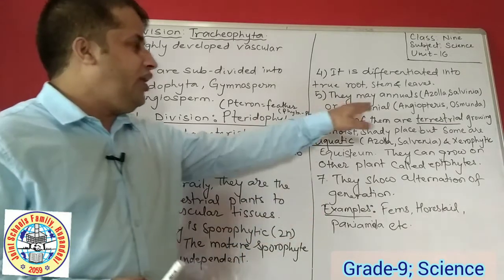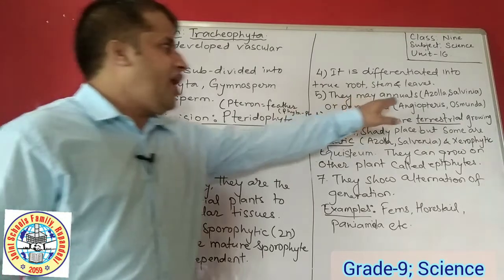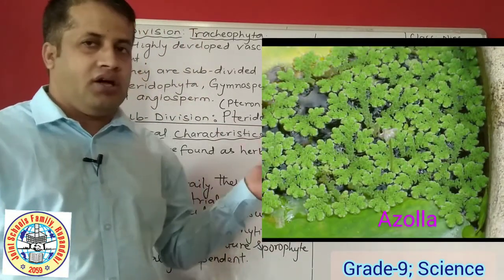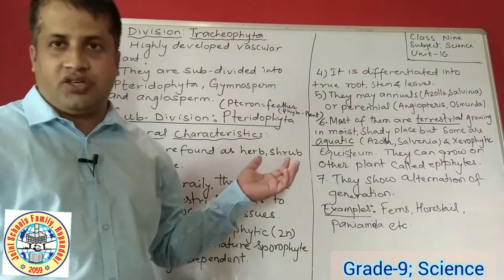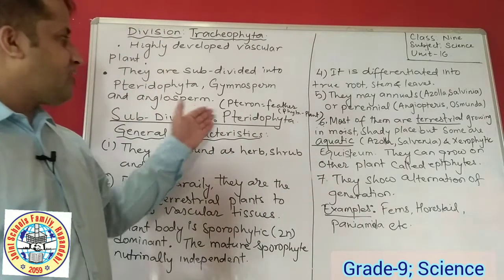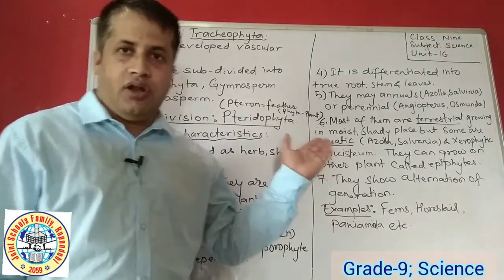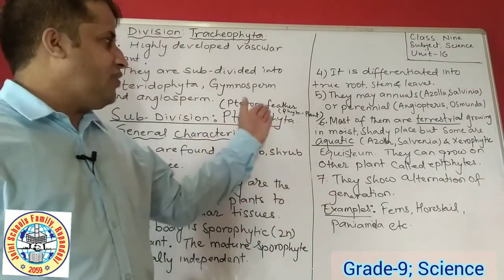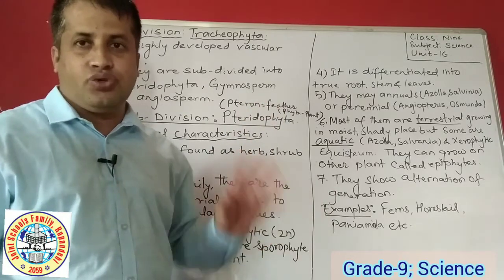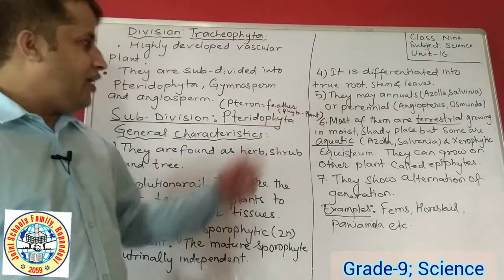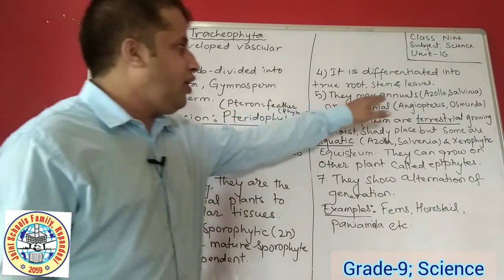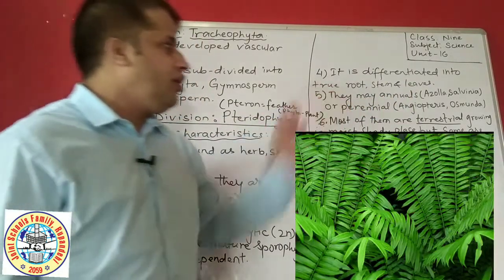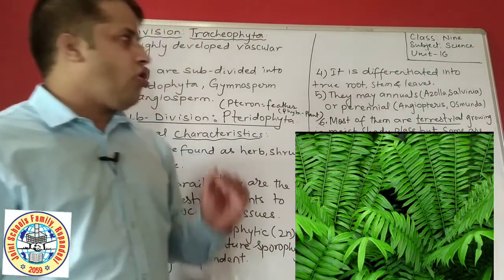Annual plants like Azolla and Salvinia are some species of the fern plant, with feather-like structure. As I already told, pteris plus phyton, pteridophyta, means feather-like plant, whose leaves are placed like feathers. So they may be annual plants like Azolla and Salvinia, and perennial plants like Angiopteris and Osmunda.